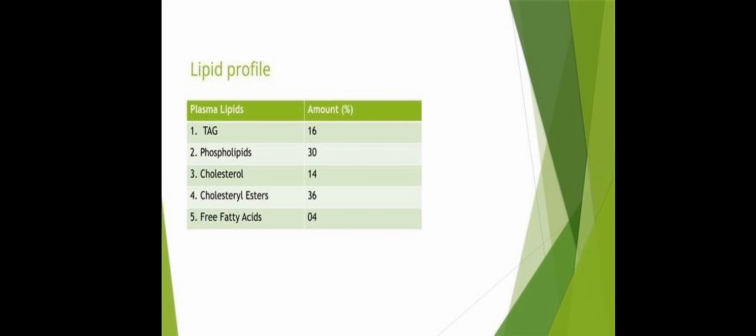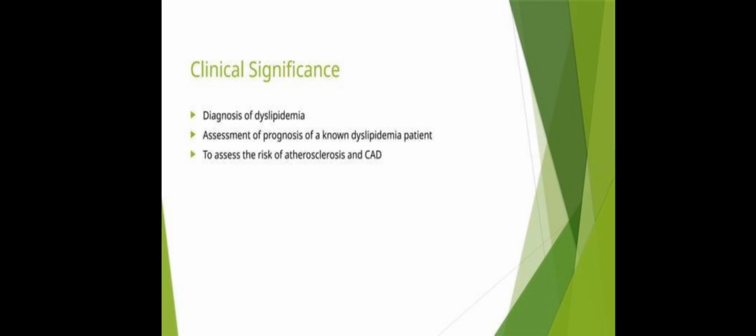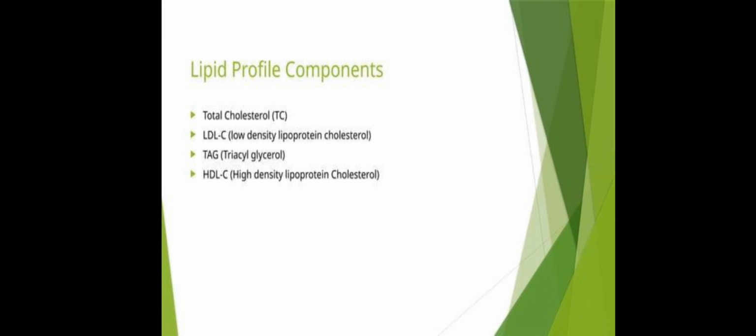So, lipid profile. Plasma lipids. What are the lipids? Triglycerides, phospholipids, cholesterol esters, and free fatty acids. The percentages present are 16% triglycerides, phospholipids 30%, cholesterol 14%, cholesterol esters 36%, and free fatty acids 4%. Clinical significance: diagnosis of dyslipidemia, assessment of prognosis of a non-dyslipidemic patient, and assessing the risk of atherosclerosis and coronary artery disease. These are the clinical significances of doing the lipid profile test.